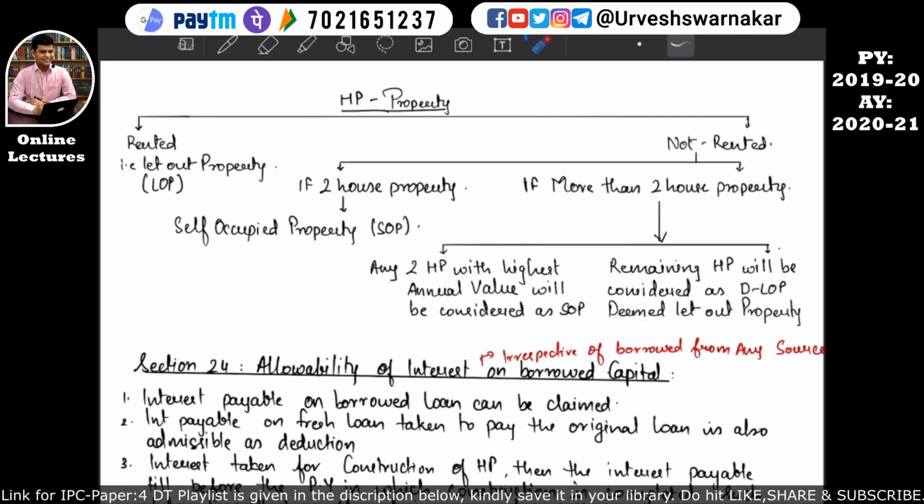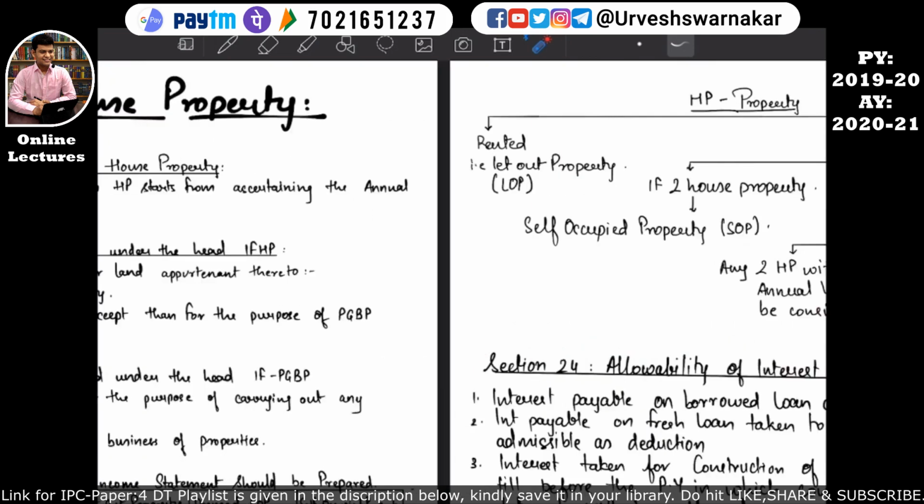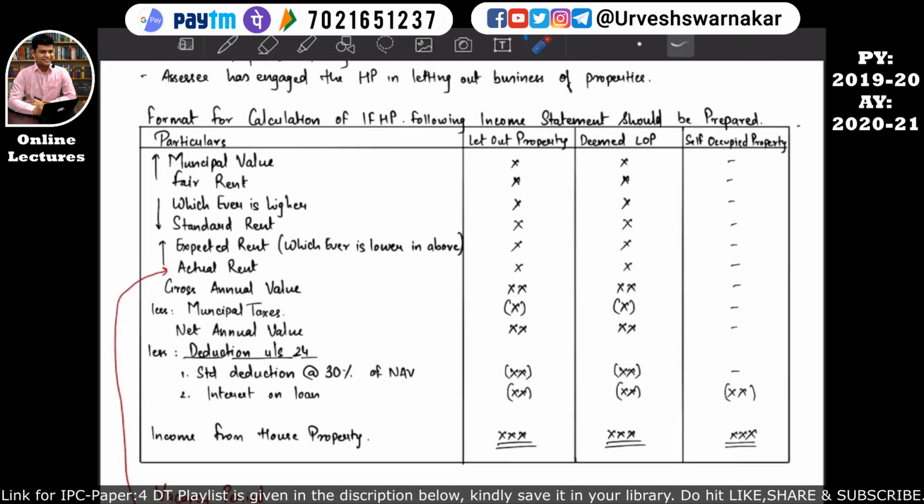So what is deemed let out property? I hope you all have understood. Deemed let out property simply means that the notional income of the house property will be calculated by the income tax department and will be chargeable to tax.